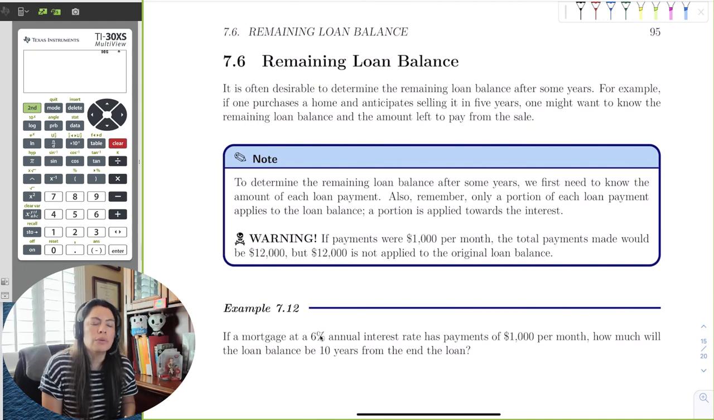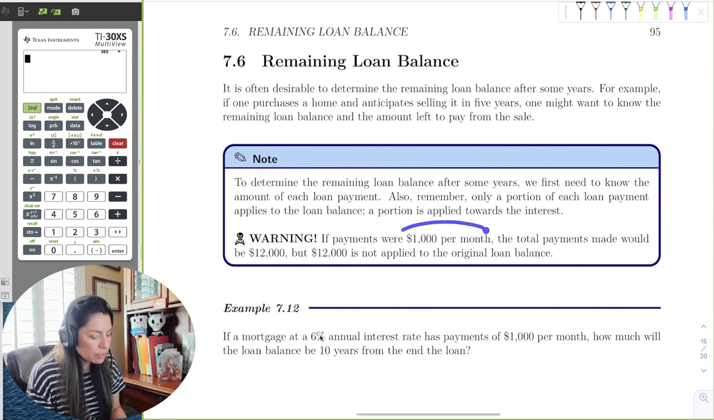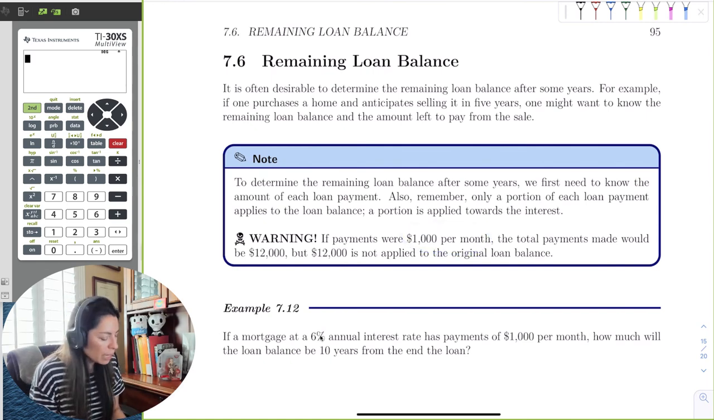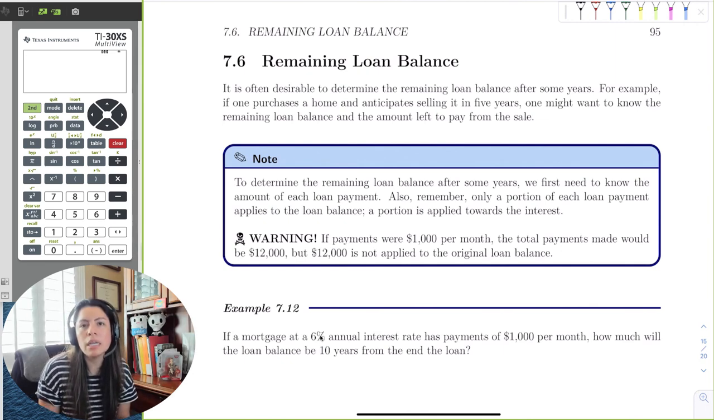Okay, so we have to be very careful, and I put the warning here. If payments were $1,000 per month, the total payments made would be $12,000. But $12,000 is not applied to the original loan balance, because what part of this amount goes to your principal and the rest to interest? We have to be very careful when we think about this, because even if we pay $1,000 per month, it doesn't mean the full thousand is going directly towards that loan, right? Part of it is going to the principal and part of it is going to the interest.